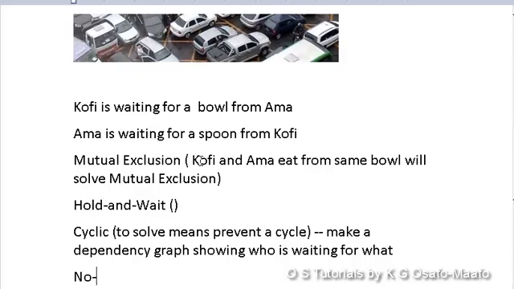And there is no preemption. To solve no preemption just means we have to be allowed to take something from someone. So in the case of Kofi and Amma, we should be able to take maybe the bowl from Amma, or take the spoon from Kofi and give it to Amma, right?